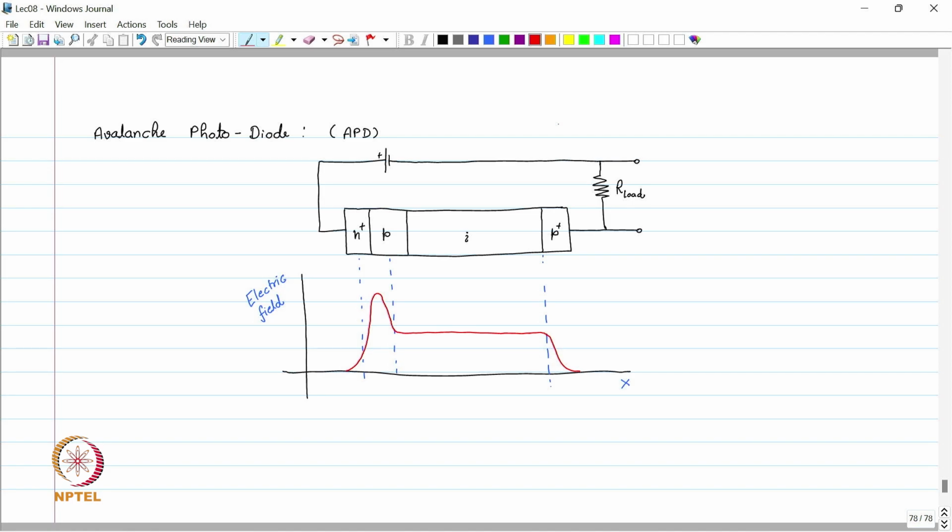So this is the electric field profile if we apply a certain voltage across this APD, and we see that there is a peaking of electric field happening at this interface of N plus and P, and we call it the avalanche region. And this is our depletion region.